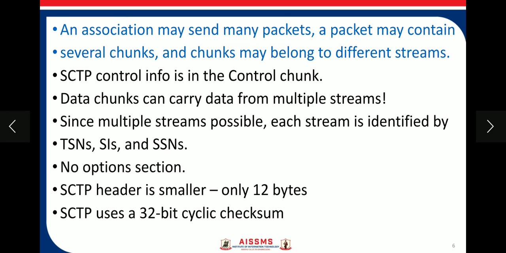An association may send many packets, and a packet may contain several chunks. SCTP control information is in the control chunk. A data chunk can carry data from multiple streams. Since multiple streams are possible, each stream is identified by the TSN, SI and SSN. The SCTP header is simple, only 12 bytes. SCTP uses a 32-bit cyclic redundancy check.